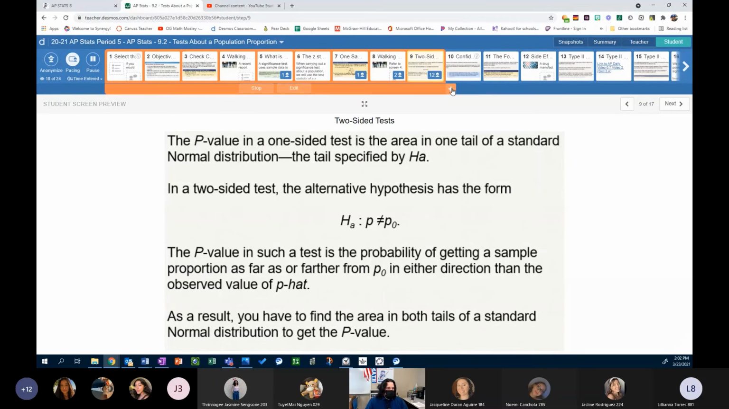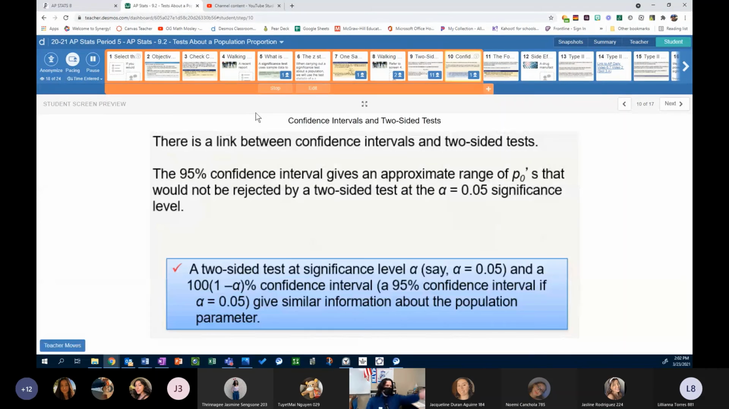Now there's a nice connection here between our two-sided test and confidence intervals. The 95% confidence interval gives an approximate range of p sub 0s that would not be rejected by a two-sided test at the alpha equals 0.05 significance level. So essentially, if you have a 95% confidence level, any value in there will result in not rejecting the null hypothesis. Anything that lies outside that confidence interval would then lead us to reject the null hypothesis.